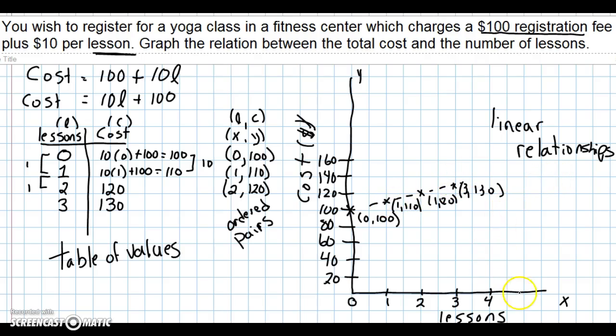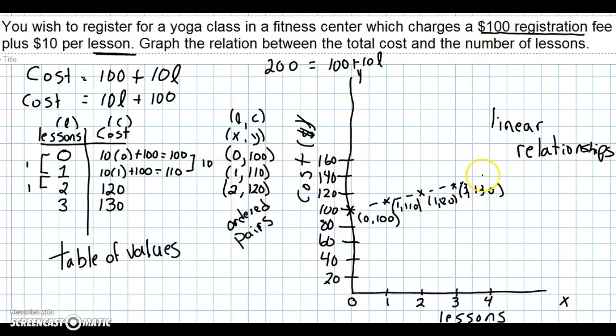We can then use our actual equation to figure out if we had $200, how many lessons could we take, by simply putting 200 into our cost is equal to 100 plus 10L. And we could actually solve for L and find out how many lessons we could take. So we can use our initial equation to help us create a table of values. From the table of values, we can get ordered pairs. From the ordered pairs, we can come up with a graph.